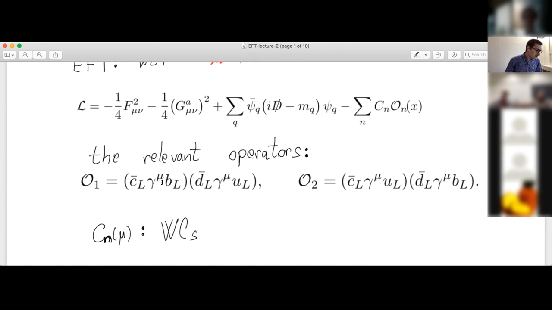Within the brackets, you have the contraction, for example, the color contraction and the Lorentz contraction. So the brackets are basically singlets of everything. O1 is when charm talks to B, and O2 is when charm talks to the up quark.